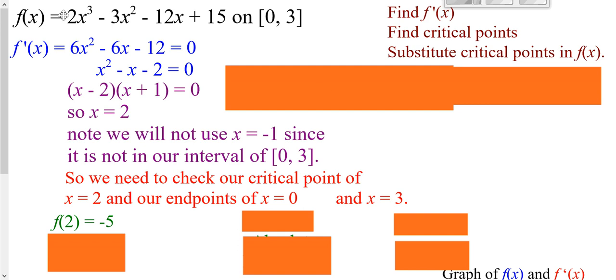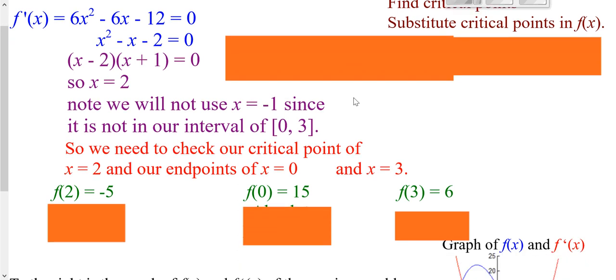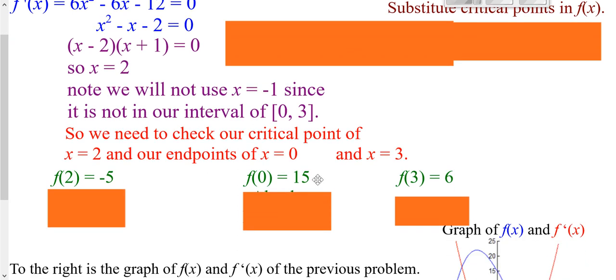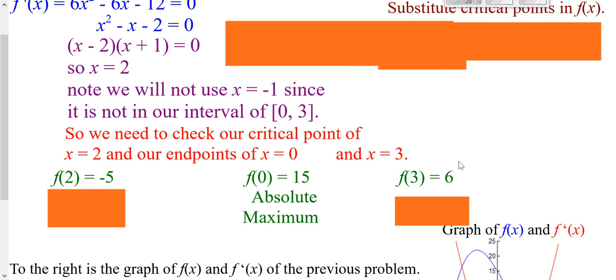Plug 2 into my original function. Notice it says f of 2, so that means plugging it into the original. Then take 0, plug it into the original, and then take 3, plug it into the original. The largest output here, which is 15, is my maximum. The smallest output of these 3, which is the -5, is my minimum.